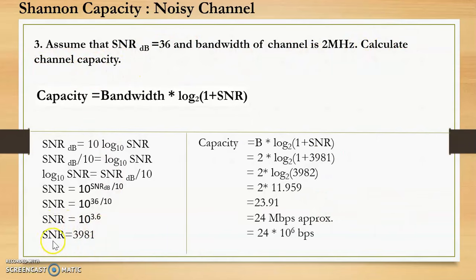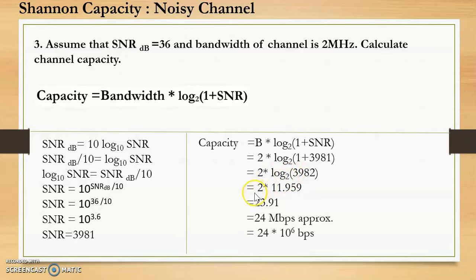Now the question was to find the capacity of the channel. So we have found out the signal to noise ratio, so we can directly substitute in this formula. After substituting, we'll get 2 into 2, because the bandwidth was given as 2. So it will be 2 into log of 1 plus 3981. 3981 is the signal to noise ratio which we have just found out. So it will be log of 1 plus 3981 to the base 2. So we will get 2 into log of 3982 to the base 2.